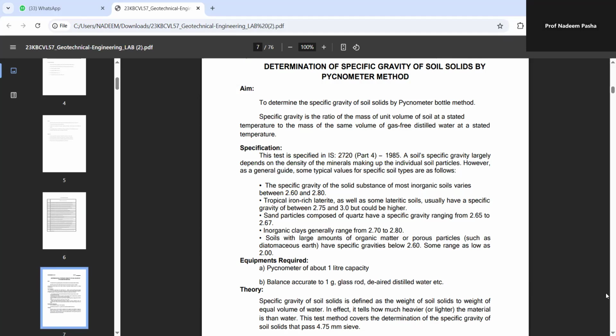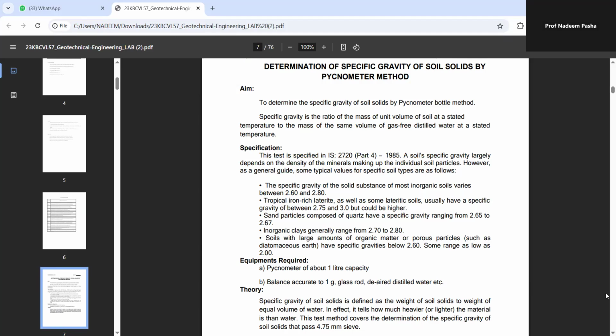Sand particles composed of quartz have a specific gravity ranging from 2.6 to 2.67. So what is the specific gravity of sand particles? 2.65 to 2.67. Inorganic clays generally range from 2.7 to 2.8. Soils with large amounts of organic matter or porous material such as diatomaceous earth have specific gravity below 2.6. Some range as low as 2.